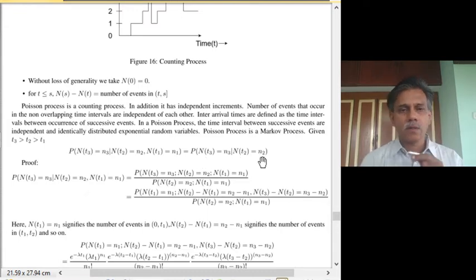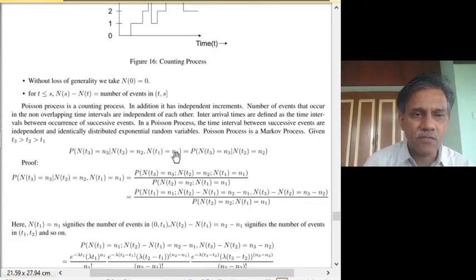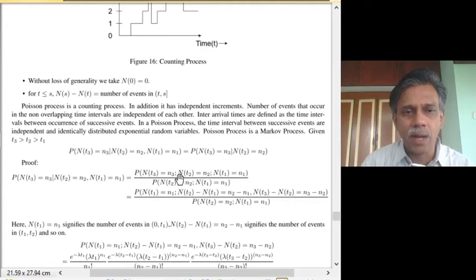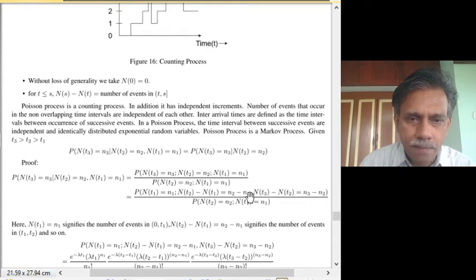To prove it, we can write this left hand side, which is n of t3 equal to n3 given n of t2 equal to n2, n of t1 equal to n1 as follows. This is like a probability of A given B. It can be written as probability of A intersection B by probability of B. That is n of t3 equal to n3, comma, n of t2 equal to n2, comma, n of t1 equal to n1, divided by probability of n of t2 equal to n2, n of t1 equal to n1. Now, let us look at this one, the numerator of this expression.